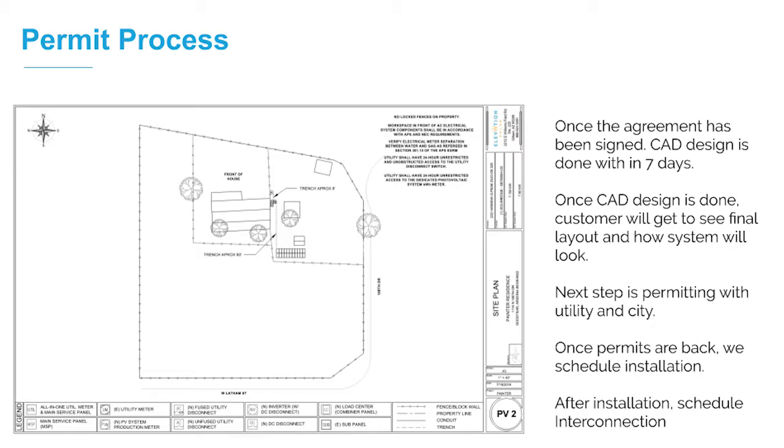Once the agreement has been signed, the CAD design is done within 7 days. Once the CAD design is done, the customer will get to see the final layout and how the system will look. The next step is securing a permit with the utility and the city. Once the permits are back, we schedule installation. After installation, we schedule our connection.